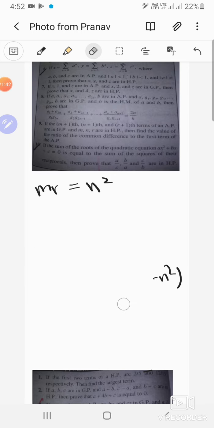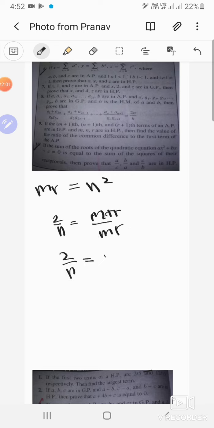Okay, so if mr is equal to n squared and you have m, n and r in a harmonic progression, which means that 2 upon n is equal to m plus r upon mr. So 2 upon n is equal to m plus r upon n squared, one of them cancels, so 2n is equal to m plus r. Wow, that's weird, which means that, okay, that is creepy.